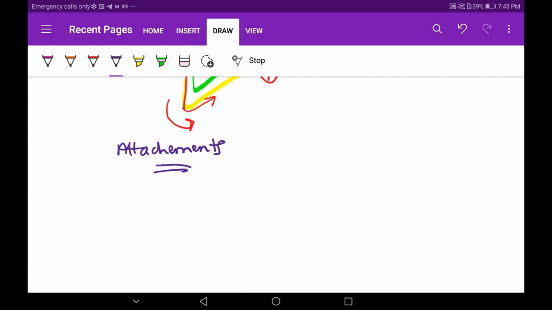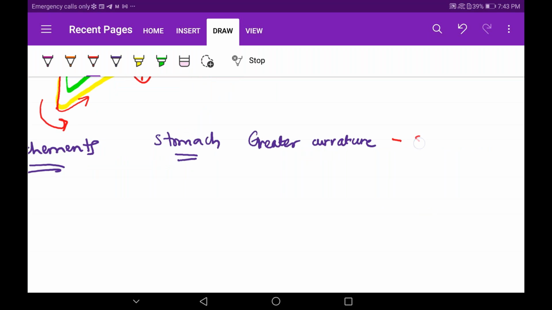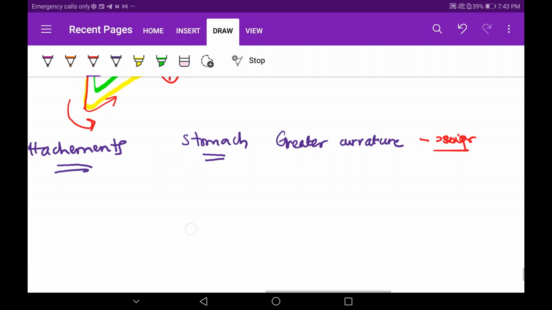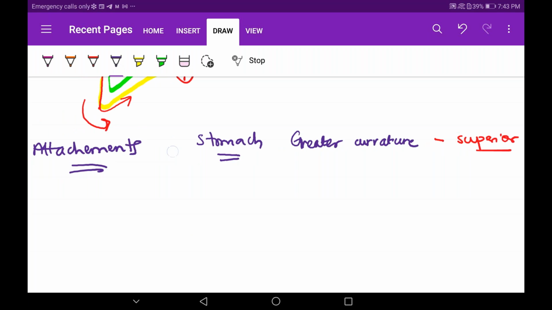So this is our stomach. What is the superior attachment of the greater omentum? Greater curvature of the stomach. So this I am putting as the superior attachment. Now when we go below, you have to write this. First point, superiorly it is attached to the greater curvature of the stomach. Then second point, what will you write?